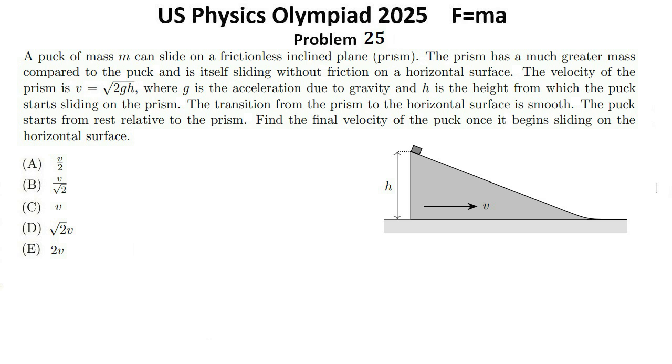The transition from the prism to the horizontal surface is smooth. The puck starts from rest relative to the prism. Find the final velocity of the puck once it begins sliding on the horizontal surface.